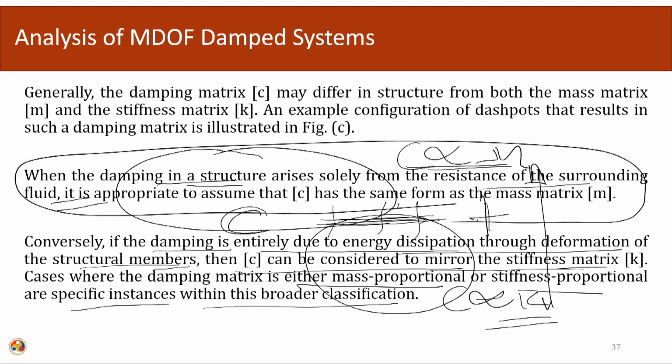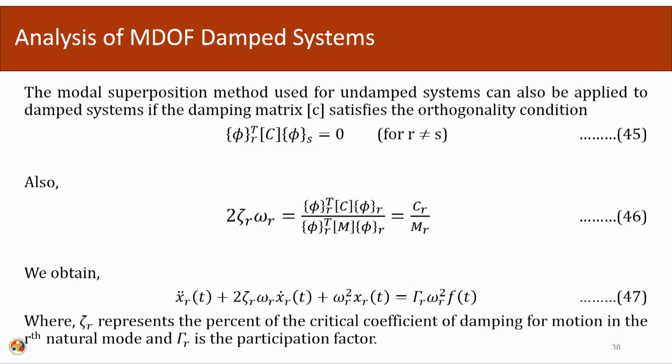The damping matrix normally is represented as a combination of the proportionality to the mass matrix and the stiffness matrix both. So, in reality, the damping matrix will be a combination of both the mass and the stiffness matrices. The modal superposition method used for the undamped system can also be applied to the damped system if the damping matrix C satisfies the orthogonality condition. So, the same theory we are going to apply for the damping also.